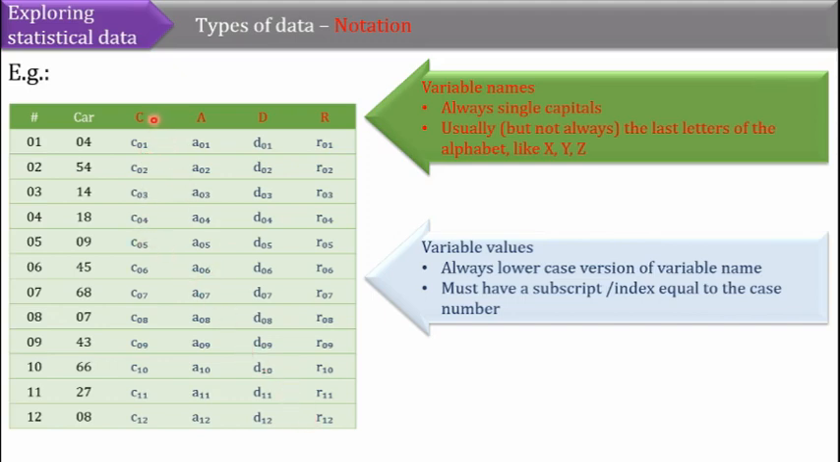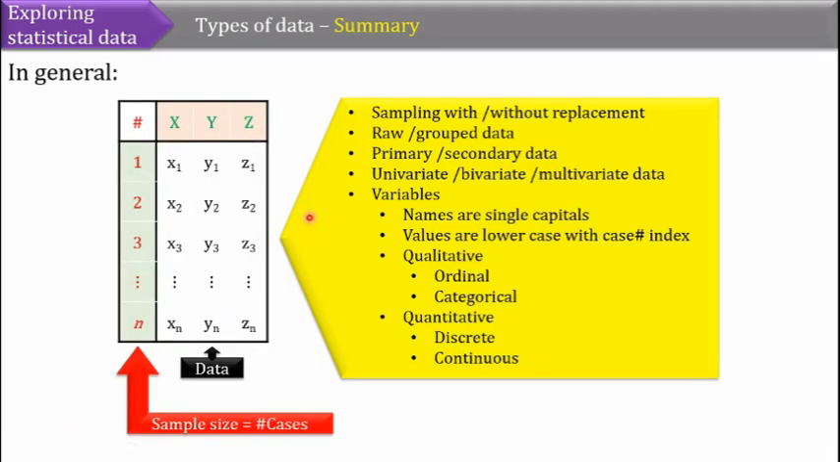So generally we will have capital letters at the top of the columns, because that refers to the variable name, and then we'll have lowercase letters with an index or a subscript referring to a specific value for a specific case. So in summary, our data table will look like this. Capitals, lowercases with indices, and here we will have the sample size, which tells us how many cases we have. And to get here as well, just as important, we will sample either with or without replacement. We will have either raw or group data. We can arrange the data over here in a specific way, which will then turn it into group data.